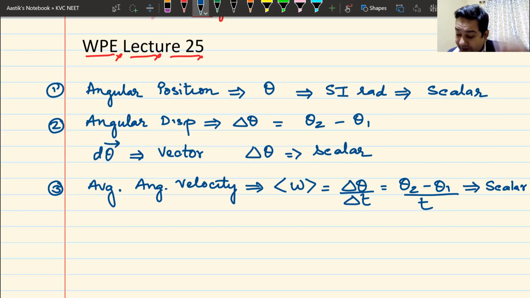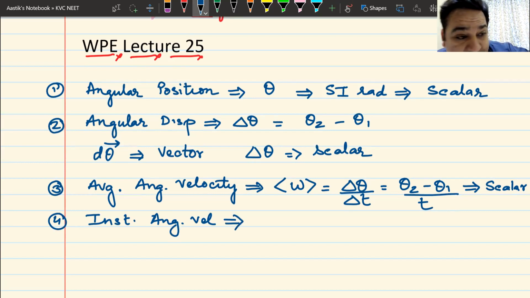Okay, great. Average angular velocity. What was the fourth thing that we had done? The fourth term that we have studied was instantaneous angular velocity. Yes, Nia, now you are getting in the groove. Instantaneous angular velocity, angular velocity at this instant. It was denoted by vector omega.